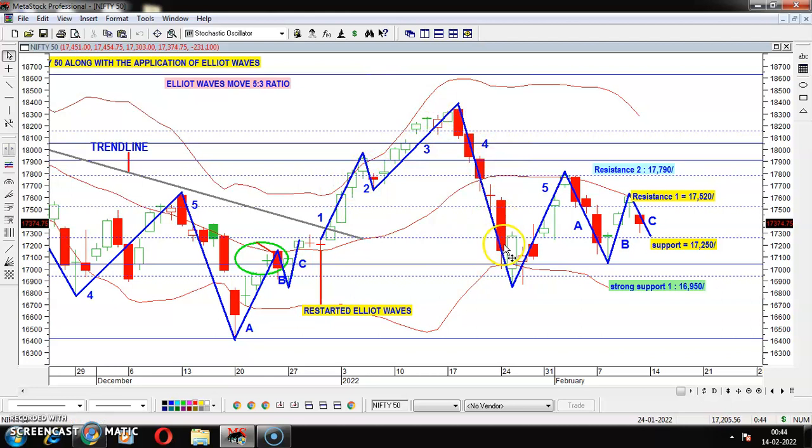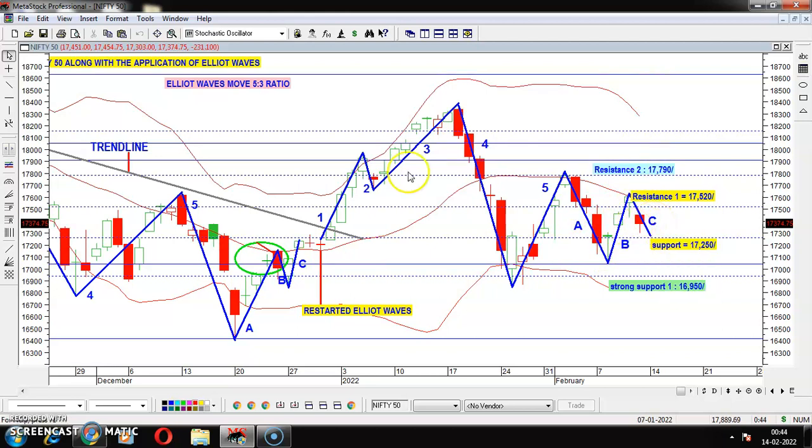You see, this is the fourth wave, and this is the end of the fifth wave. At the end of the fifth wave, we can see three small waves which are known as the corrective waves. You see, this first corrective wave is marked as A. This second corrective wave is marked as B, and this third corrective wave has already started, which has been marked as C.